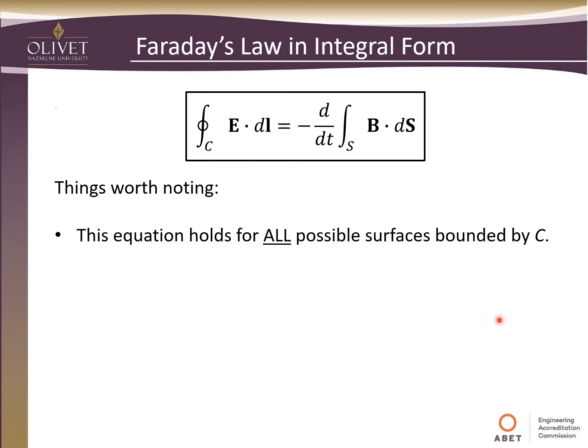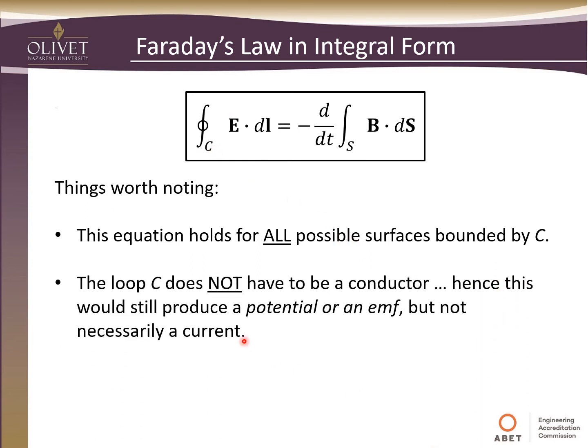The second thing worth noting here is that the loop C does not have to be a conductor. Many times people always assume it's a conductor and it's producing a current, but that doesn't have to be the case. It could be a semiconductor, it could be an insulator. It doesn't matter. This voltage, or this potential to move current around, or this EMF will still be there. Even though it may not generate a current, it's still going to create that voltage potential around that rim.